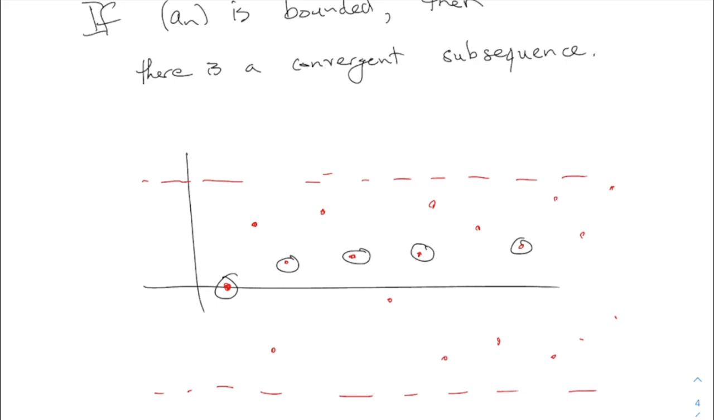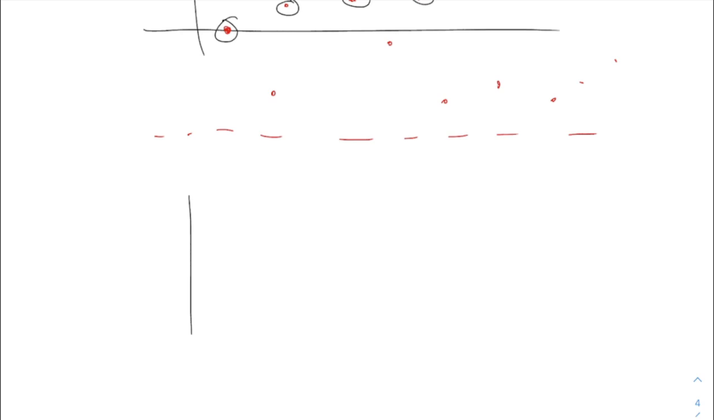If it just oscillates between two points, then it would look like this. Can you find a subsequence that converges? That's what the theorem says. I think I can. Like this converges, right? That's kind of stupid, but yeah. It's a true theorem, so it is always possible. If your sequence is bounded, then it has a convergent subsequence. I want to try and explain why this is true.